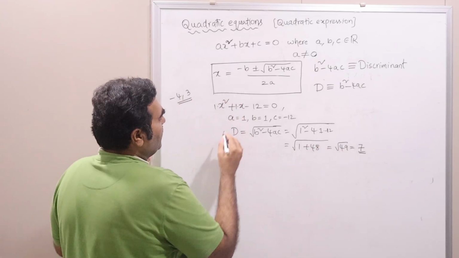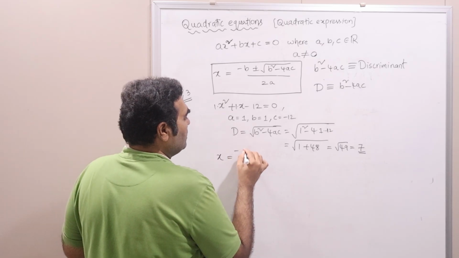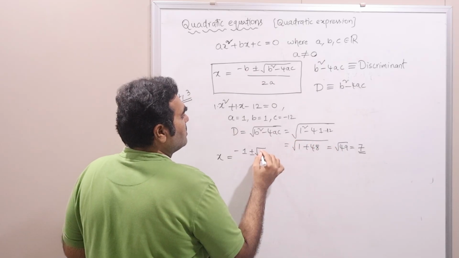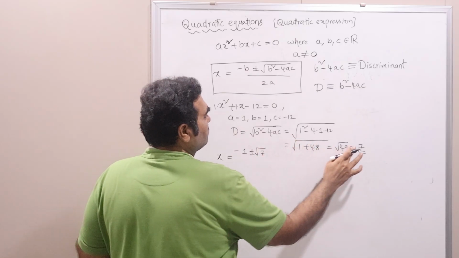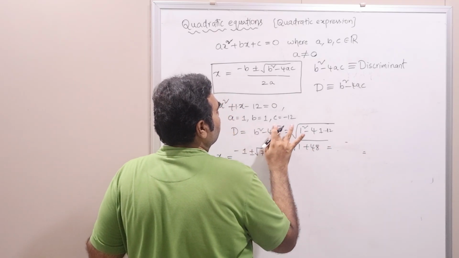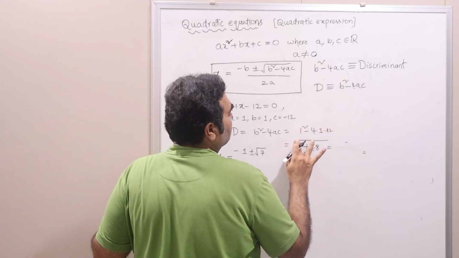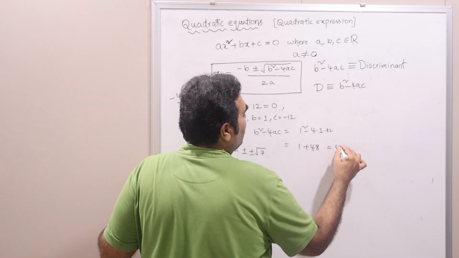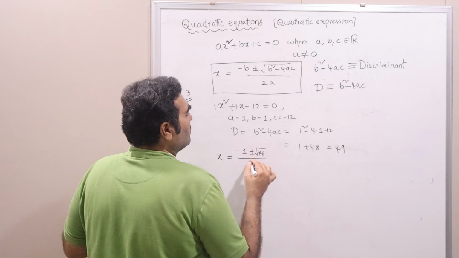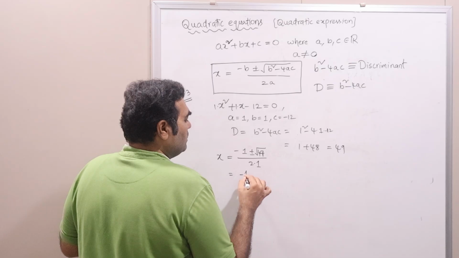And now if I consider the solution here, x is equal to minus b, that means minus 1, plus or minus square root of d. Sorry, d is 49, I'm sorry, d is b square minus 4ac. d is 49, so square root of d is 7, by 2a, 2 into 1.